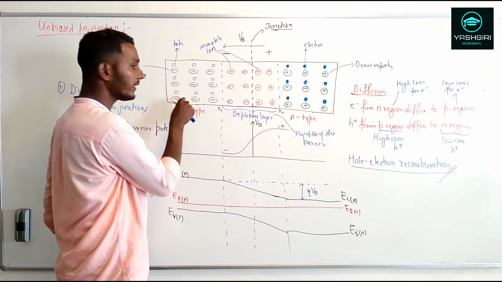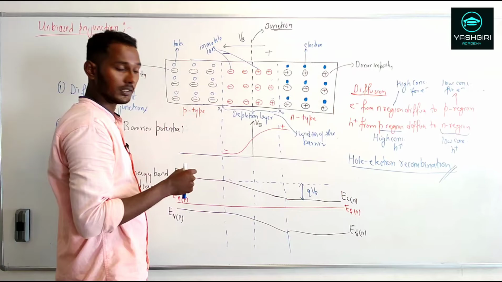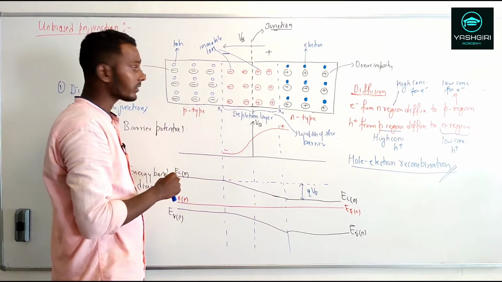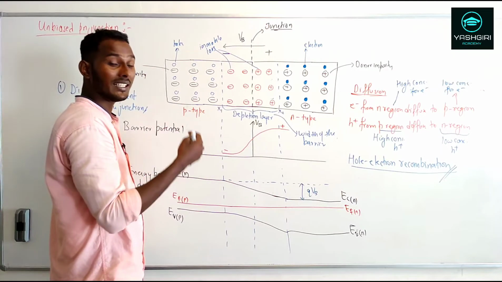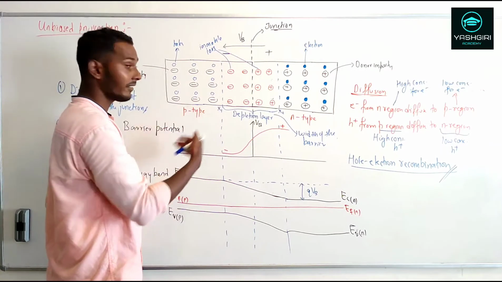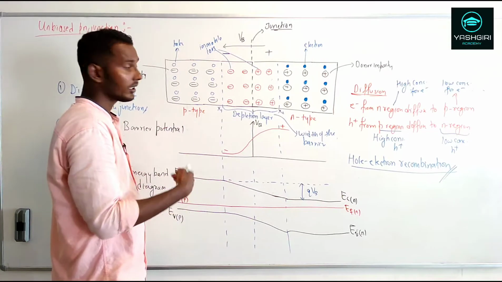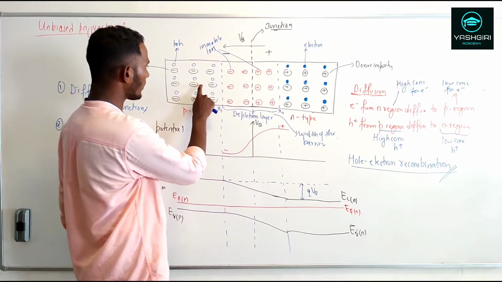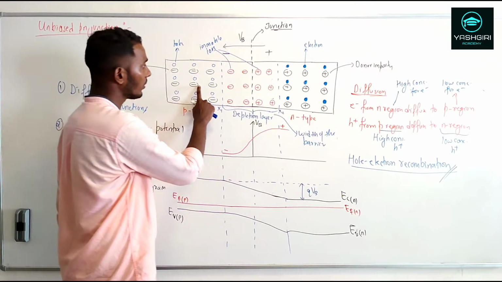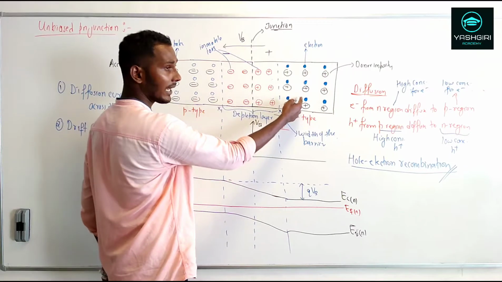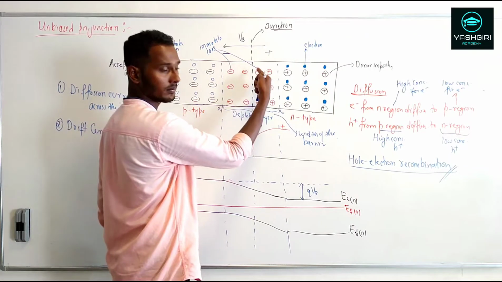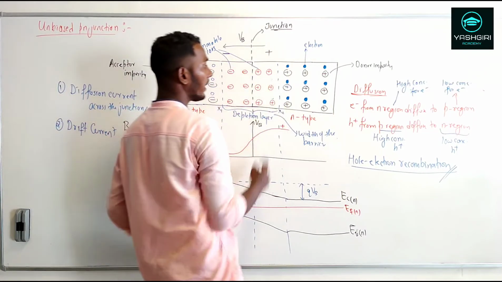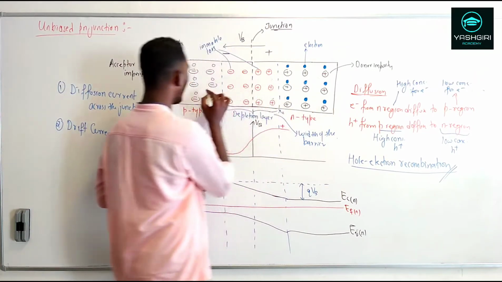Now inside this there are also some minority charge carriers. In this p-type we have electrons as the minority charge carriers, and those electrons are due to the intrinsic charge carriers, which are created due to the pure form of a semiconductor, right? Now those electrons from this p-type will be drifted to the n-type just because of this electric field. Yes, there's a positive charge, it will try to pull them from this p-type.